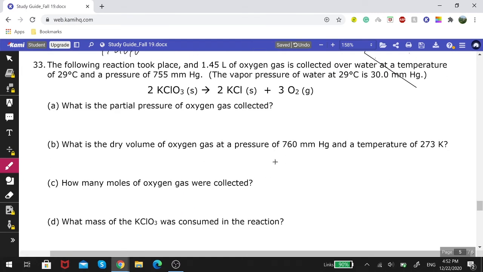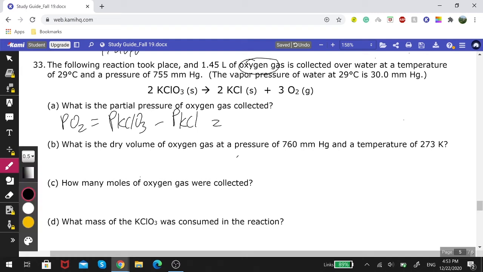33. For the following reaction took place. Okay, what is the partial pressure of oxygen? So our reaction is oxygen gas over water, and we're going to use what we have, which is 755 total, minus the water to get the partial pressure of the oxygen. So the water is 30, and that gives us 755 minus 30, that gives us 725 mmHg.